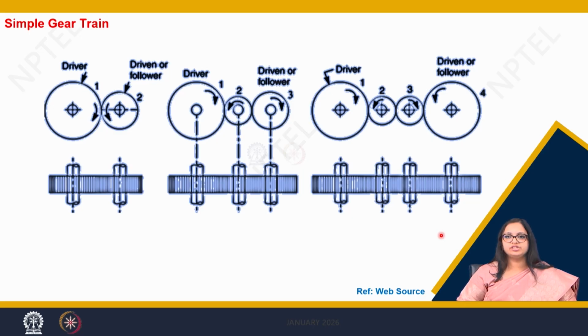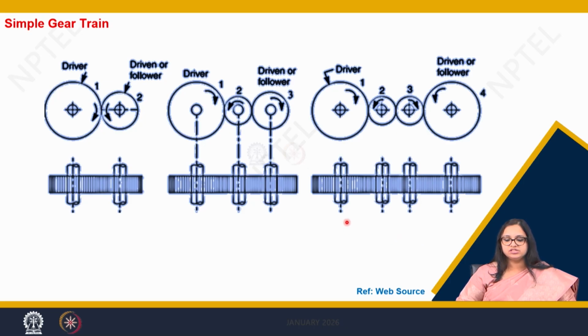So what is the difference between a simple gear train and a compound gear train? When on one shaft there are multiple gears housed for the power transmission, we call it as a compound gear train. While when there is only one gear which is housed on the shaft from where the power transmission takes place, we call it as a simple gear train, as we have discussed herein.